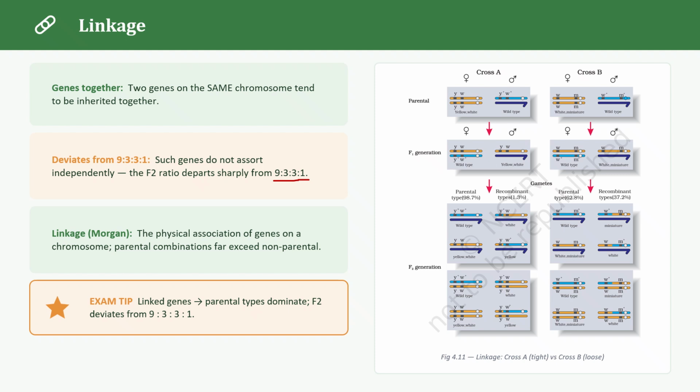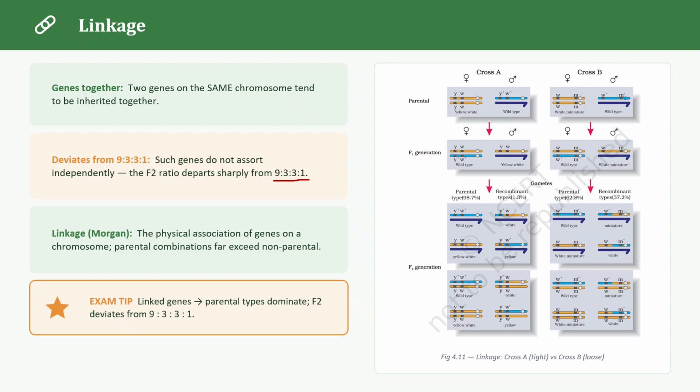And what is linkage? Linkage is the tendency of genes located on the same chromosome to be inherited together. The result was that linked genes do not assort independently. That is why the F2 ratio deviated from 9:3:3:1.